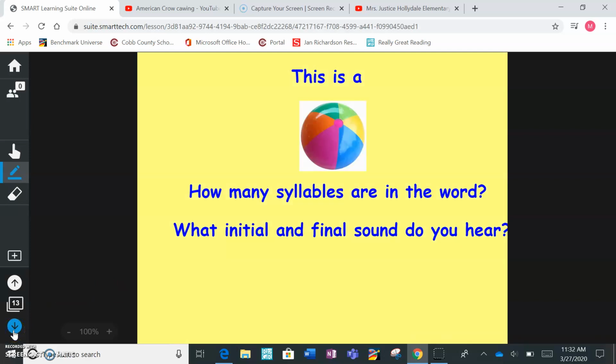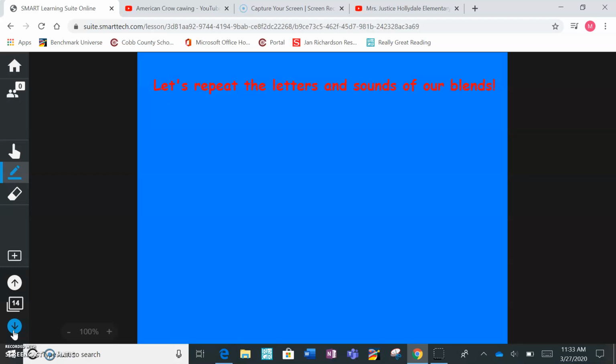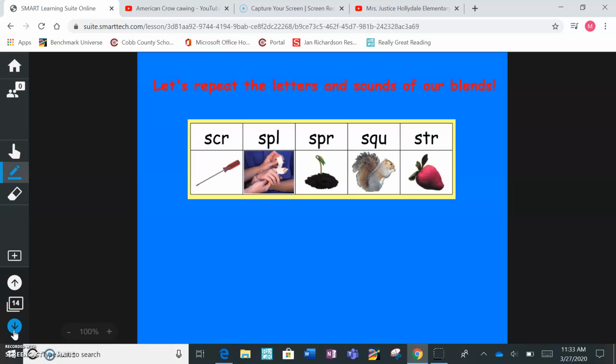All right, this is a ball. How many syllables are in that word? Ball. You're right, one. What is the initial sound in ball? B, b, ball. You're right, it's a B. And the final sound in ball is an L. You are correct.